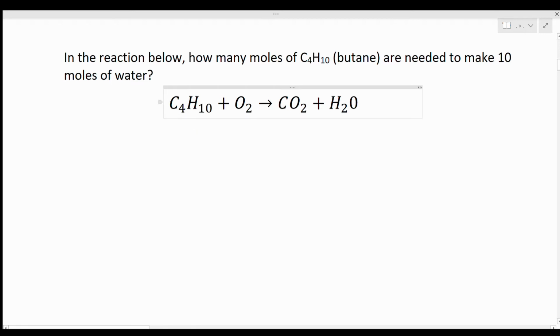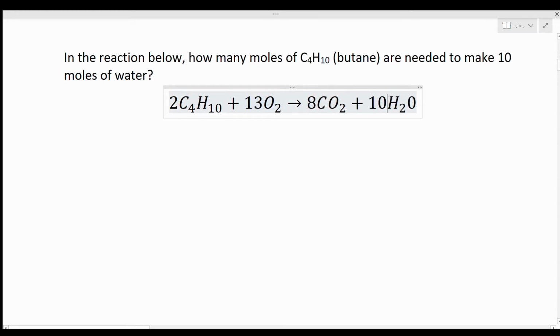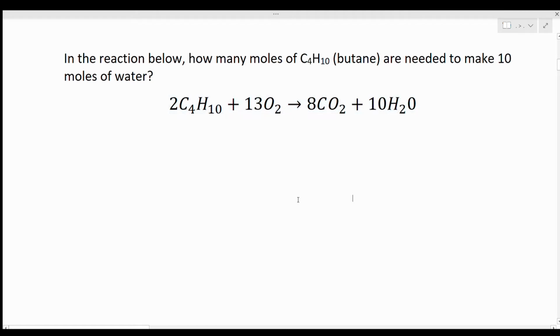Alright, so you should have gotten 2 moles of butane plus 13 moles of oxygen gas will yield 8 moles of carbon dioxide and 10 moles of water. Excellent. Okay, so now that we have our balanced equation, we also have the relationships between the different reactants and products. What I mean by that is that if you look here, you can see that 2 moles of butane makes 8 moles of carbon dioxide and 10 moles of water.